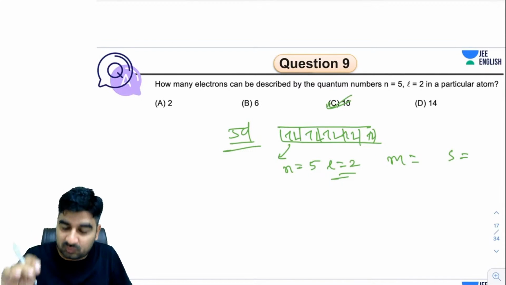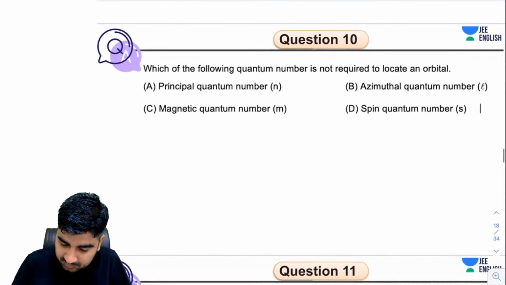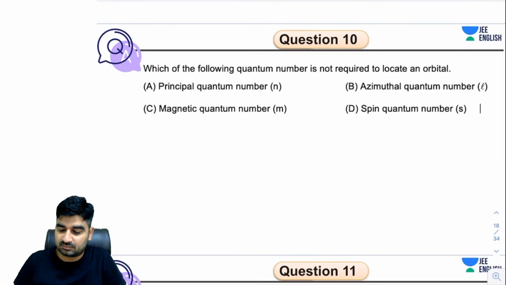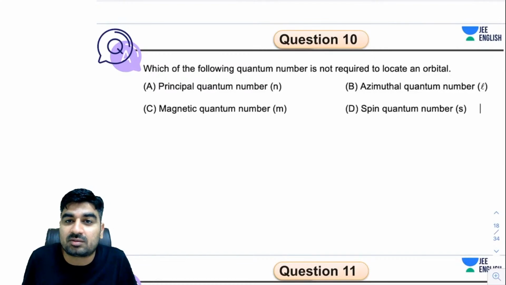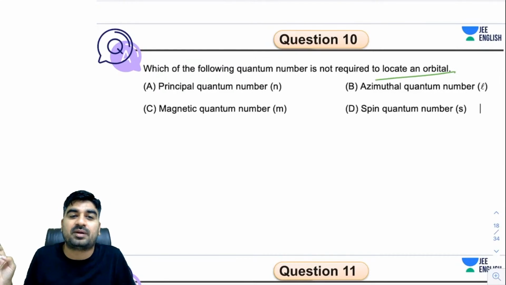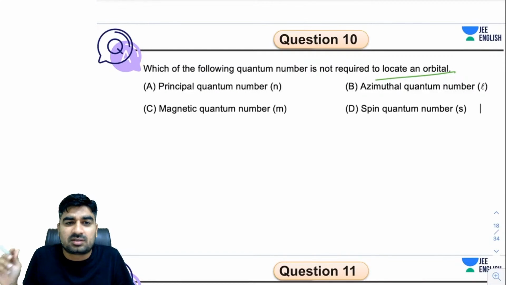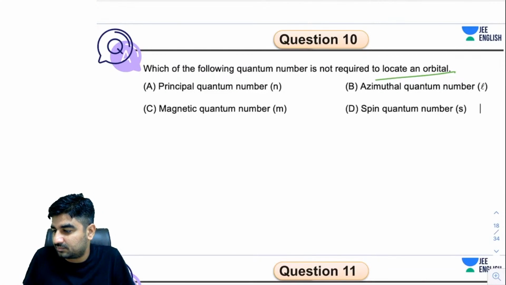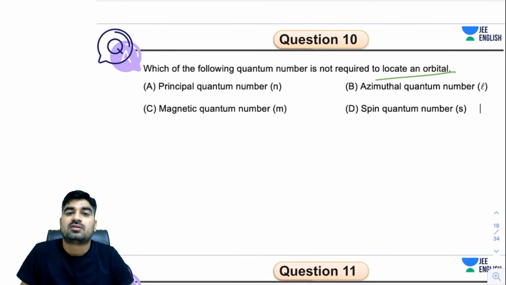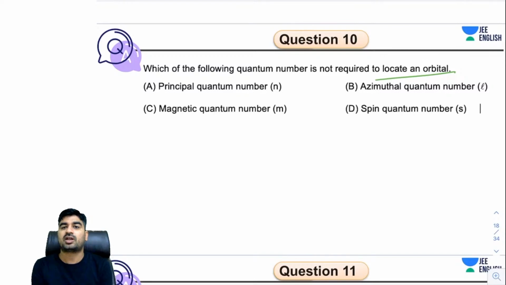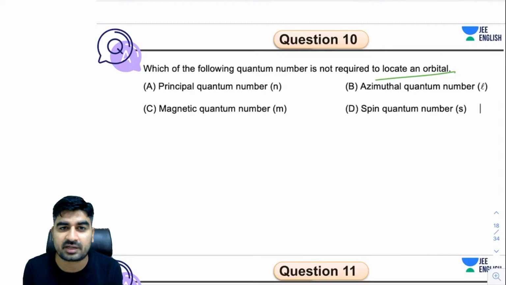So now let's move to the next question. Solve it. Which of the following quantum numbers is not required to locate an orbital? Quick, 30-second question. Yes, Raghuram, you are back. Just give me the answer. Which of the following quantum numbers is not required to locate an orbital? 30-second question.